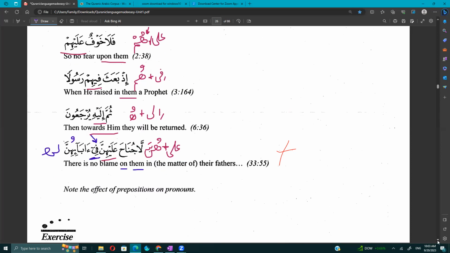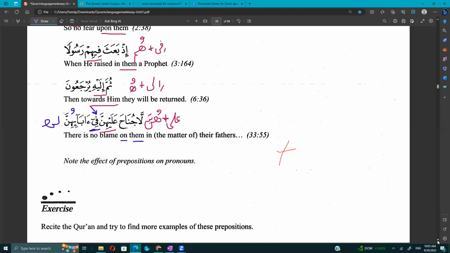So these are the effects of prepositions on the noun, and the exercise and the homework would be to recite the Quran. As I said, every single day, recite one page of Quran with translation. You can use corpus.quran.com, which I have shared the link for. If you want, I can share it again. Please go through that and do at least one page a day.